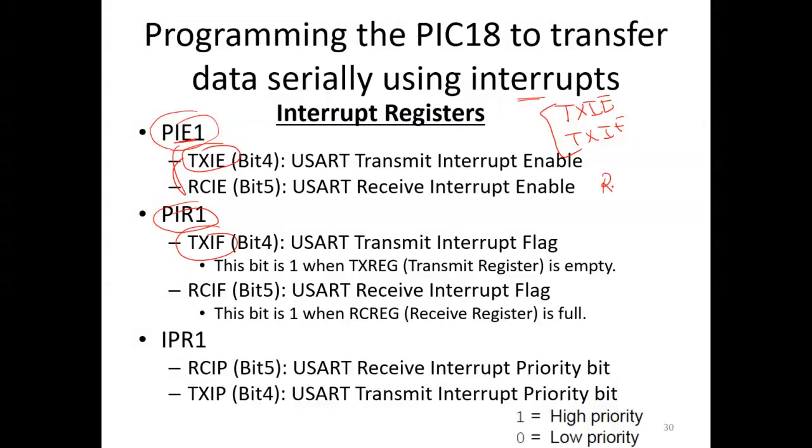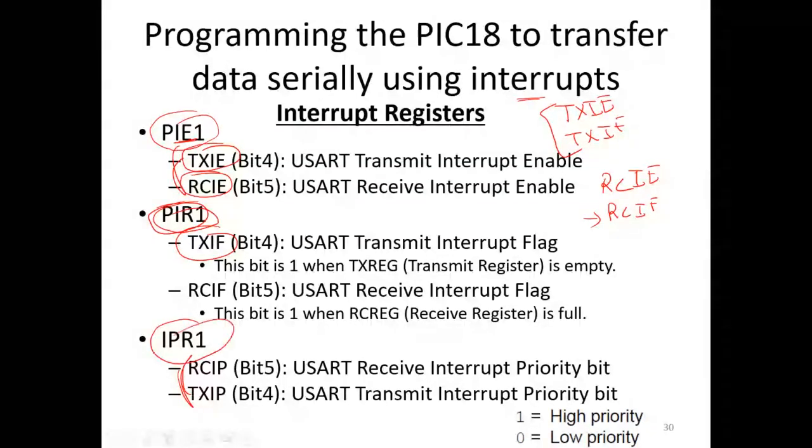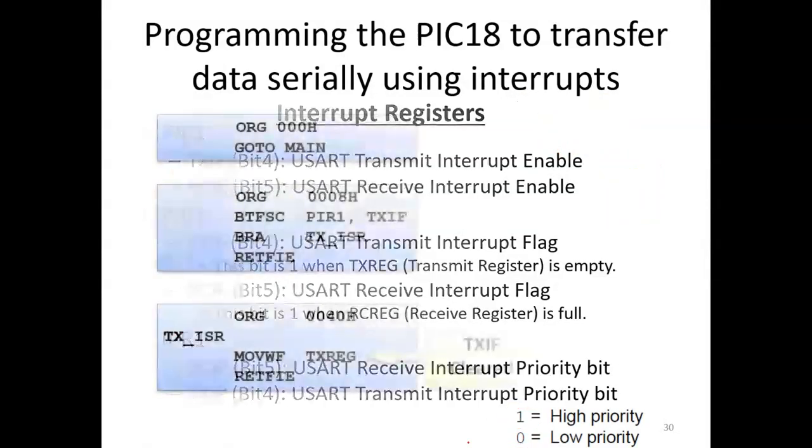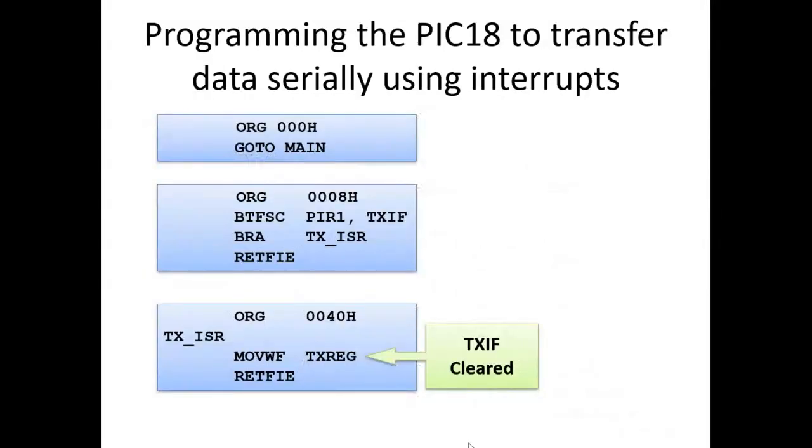Now, if you are receiving the data, the enable is the RCIE, receive interrupt enable, and the flag is the RC interrupt flag. Okay, so the RC interrupt enable is also in the PIE1 register, and the flag is in the PIR1 register. And for the priority, we have the RCIP and the TXIP in the IPR1 register. So for the priority, we have seen that 1 means high priority and 0 means low priority. So the program will be like this.